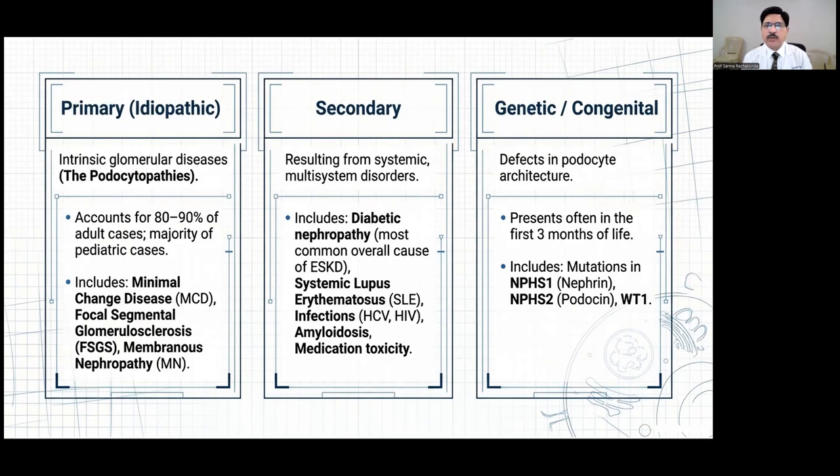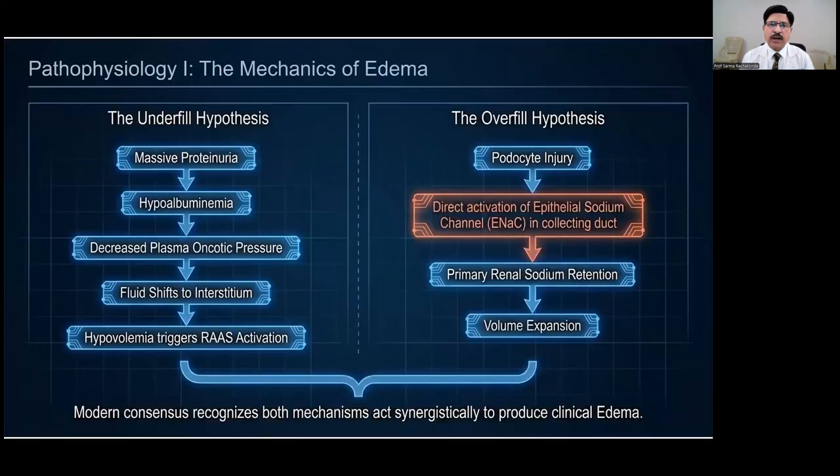Genetic forms present often in the first 3 months of life. There are 3 mutations you can expect: NPHS1, nephrin type of mutation, podocin mutation NPHS2, or WT1. These are the 3 genetic variants.